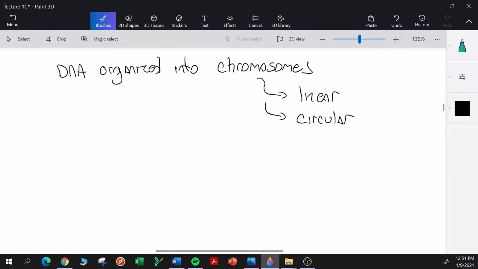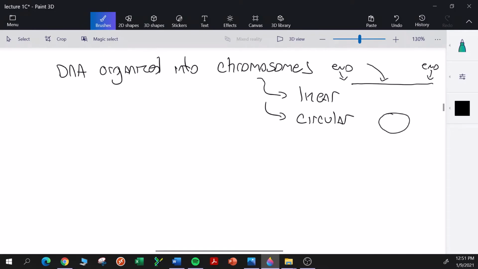And so, okay, what do we mean by linear? Here's a double-stranded DNA. That's a linear double-stranded DNA, and our chromosomes in our nucleus are really long linear DNA molecules. And in prokaryotes, they're circular. There are no free ends. So here's a linear molecule: there's an end here, there's an end there. There are no free ends in a circular DNA molecule or a circular chromosome.